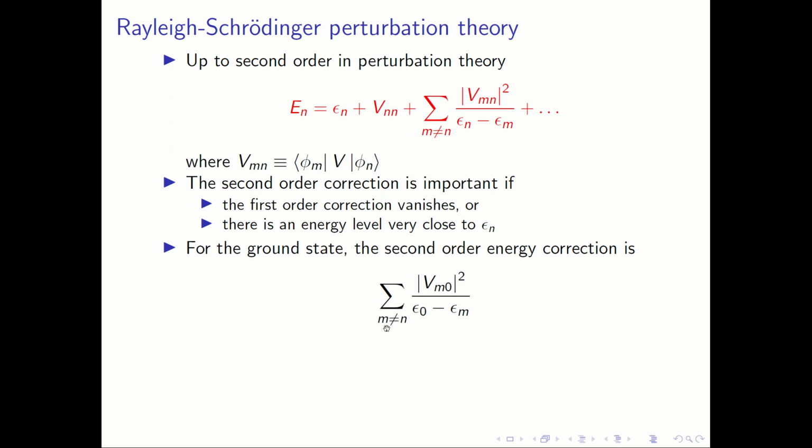Now, notice that for all m which are not 0, epsilon m is actually more than epsilon 0. After all, epsilon 0 is the ground state energy. Any other epsilon is more than that, which means that every term in this sum is negative, and so for the ground state, the second order energy correction is always negative. That's another important point.